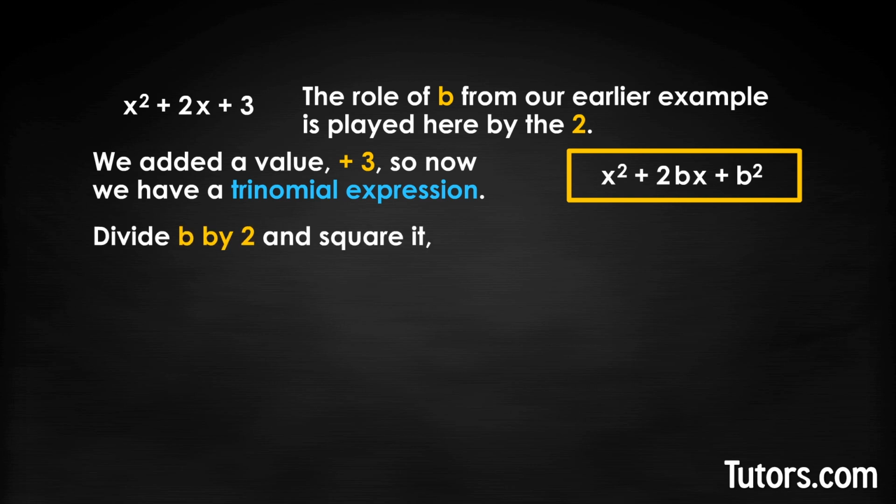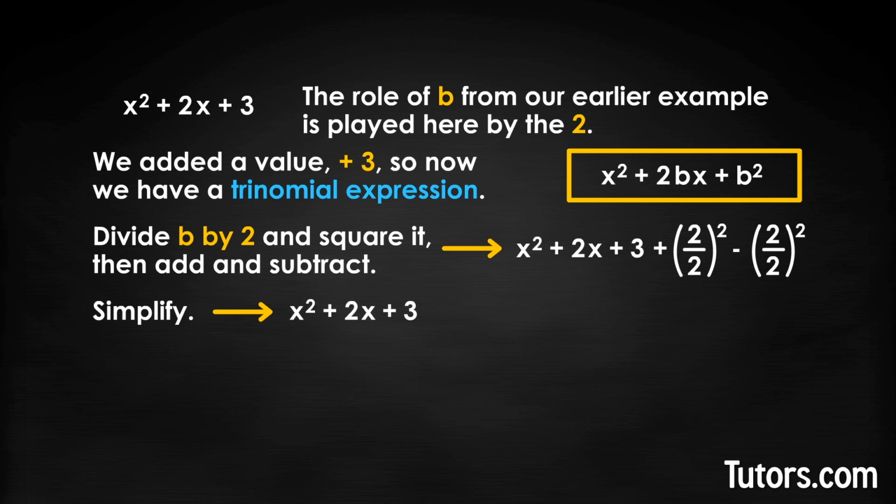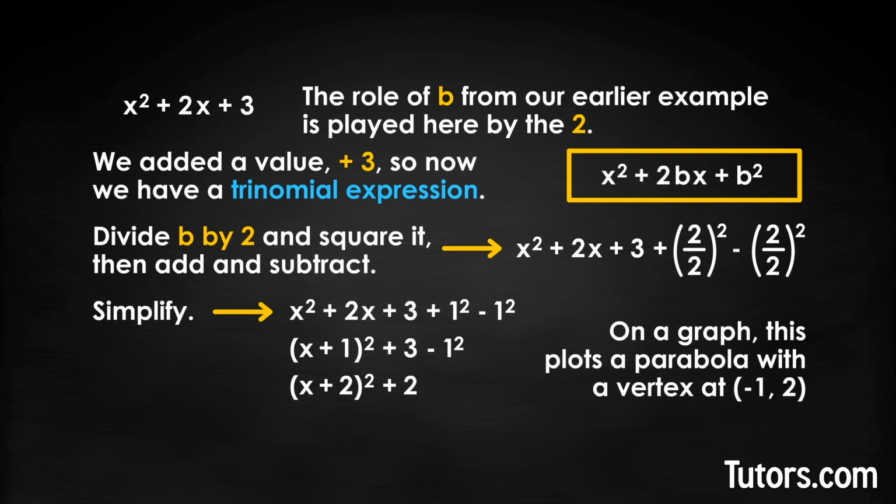So, divide b by 2 and square it, which you then add and subtract to get x squared plus 2x plus 3 plus 2 divided by 2 squared minus 2 divided by 2 squared. Now you can simplify that as x squared plus 2x plus 3 plus 1 squared minus 1 squared, which is equal to x plus 1 squared plus 3 minus 1 squared. This simplifies to x plus 2 squared plus 2. On a graph, this plots a parabola with a vertex at -1, 2.